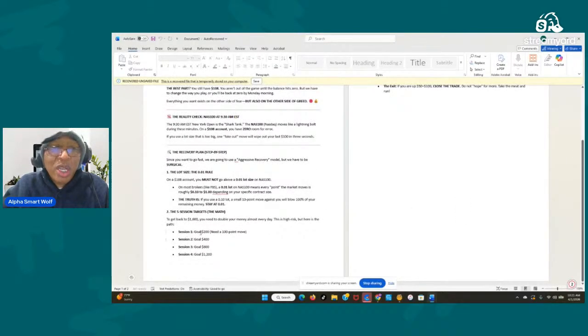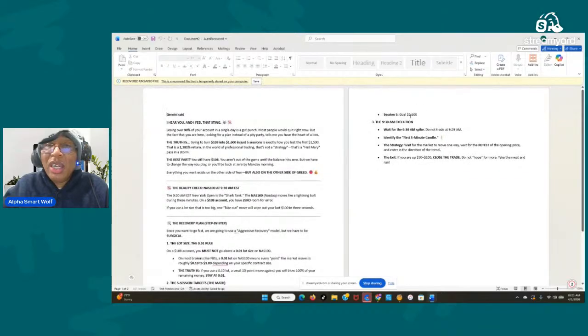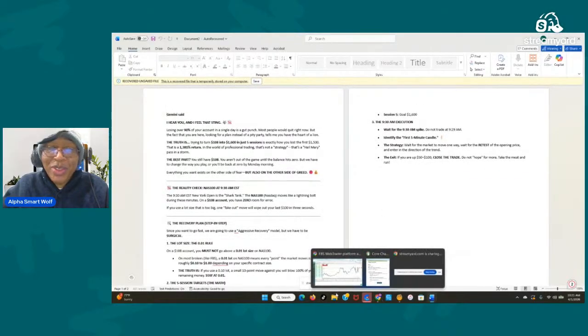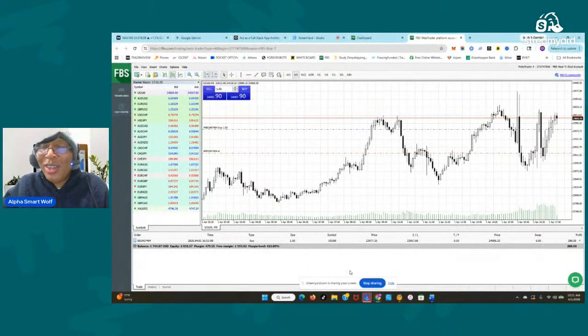This is the plan that we want to implement. Session 1 goal is 200. Session 2 goal is 400. So these are just about 4 sessions, 5 sessions to get us back to 1600. Yep, there we go. So there is a plan. That's the plan, guys.